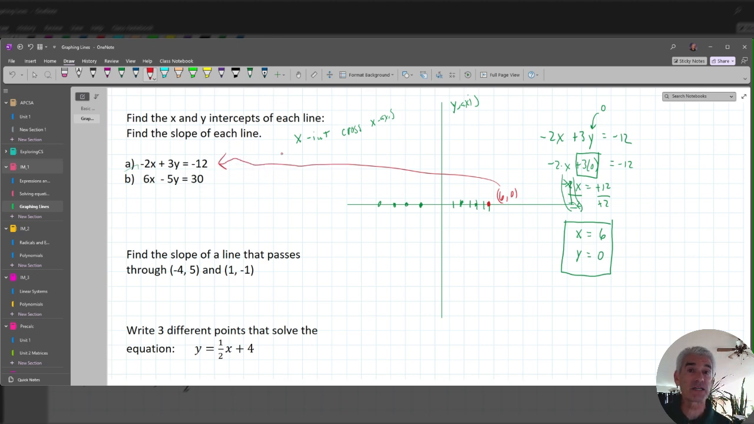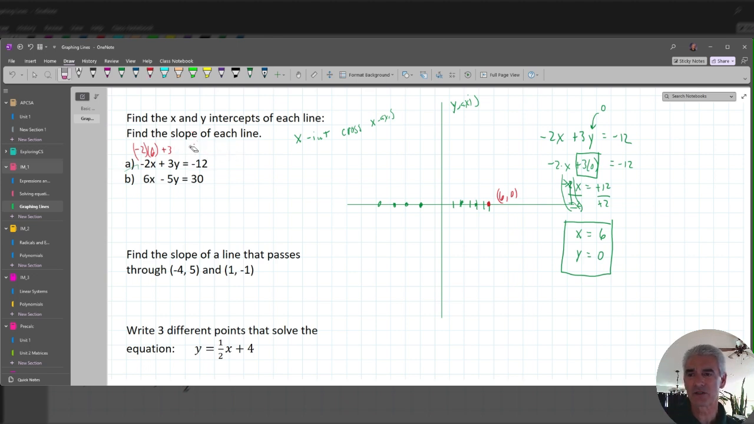A solution to an equation is a point that makes the equation true. And 6 comma 0, if I plugged it in, let's check. We plug in 6 for x, negative 2 times 6 plus 3 times 0. Does that equal negative 12? Yeah, it does. It equals negative 12. So yes, it's a solution.